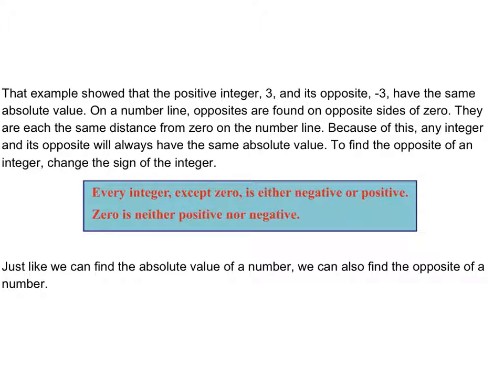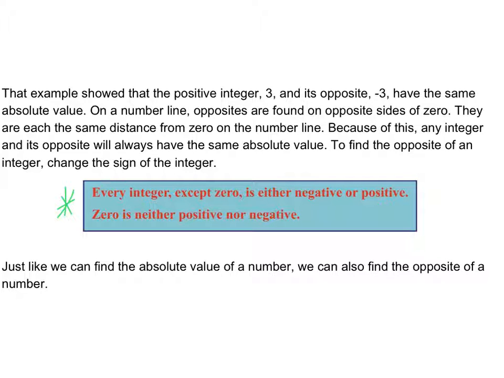So basically, that example showed that the positive integer, which was 3, and its opposite, negative 3, have the same absolute value. On a number line, opposites are found on opposite sides of 0. Each is the same distance from 0 on the number line. Because of this, any integer and its opposite will always have the same absolute value. To find the opposite of an integer, just change the sign. Every integer except 0 is either negative or positive, but 0 is neither. So 0 is not considered positive or negative.